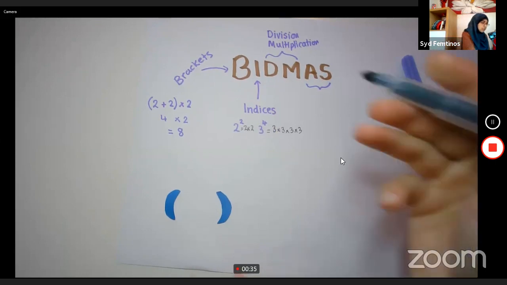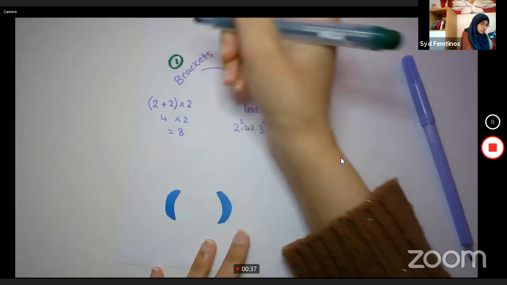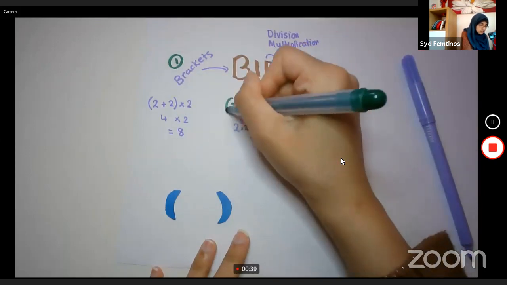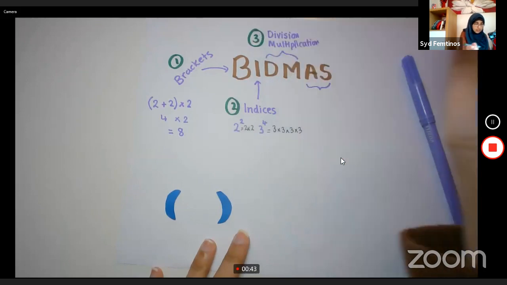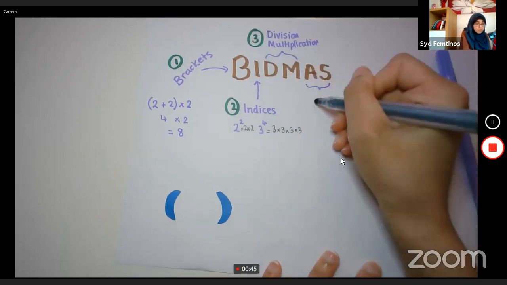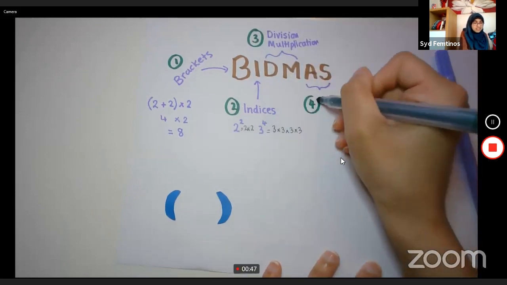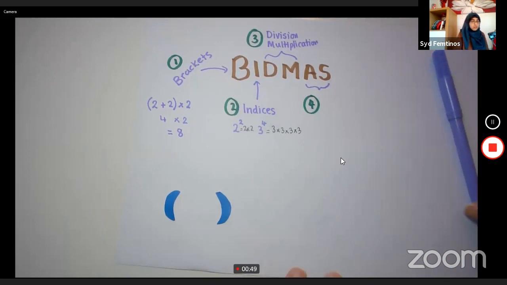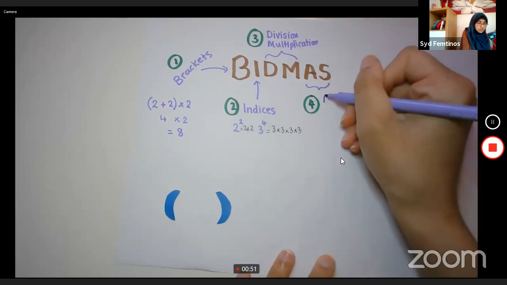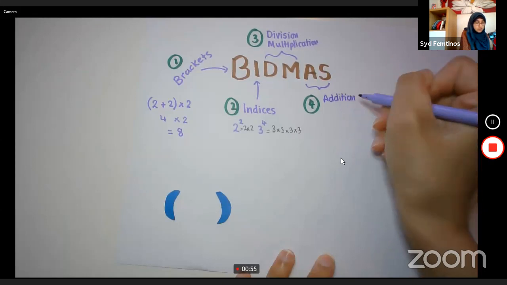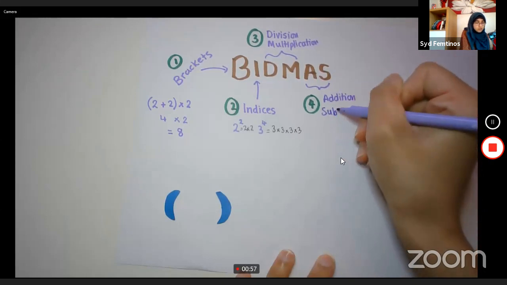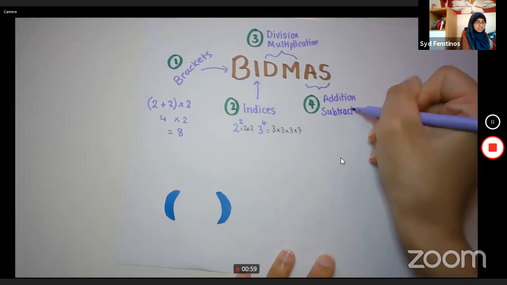Okay, so brackets are number 1. We do that first. Number 2 is our indices. Number 3 is our division and our multiplication. And number 4 is our addition and subtraction. So let's do addition. A stands for addition. S stands for subtraction.